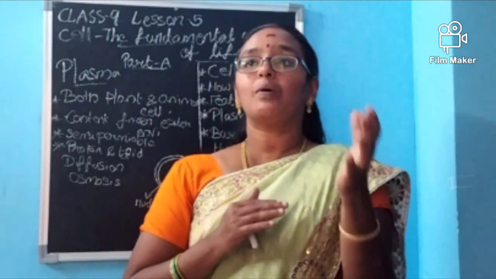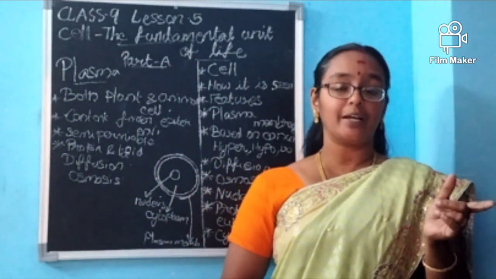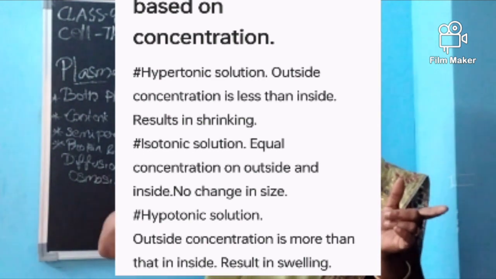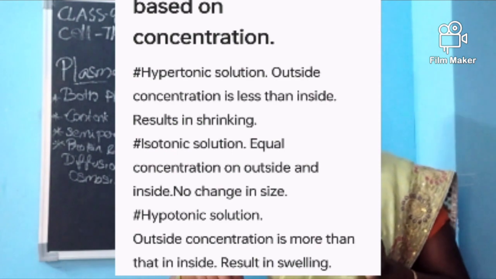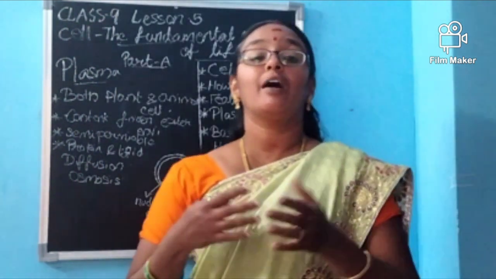So what I want to tell you is you should have a clear idea about these solutions. Hypertonic: outside concentration is less compared to inside concentration. Isotonic: same concentration on both sides. And hypotonic: inside concentration is less compared to outside concentration. Okay. So what are the things happening?